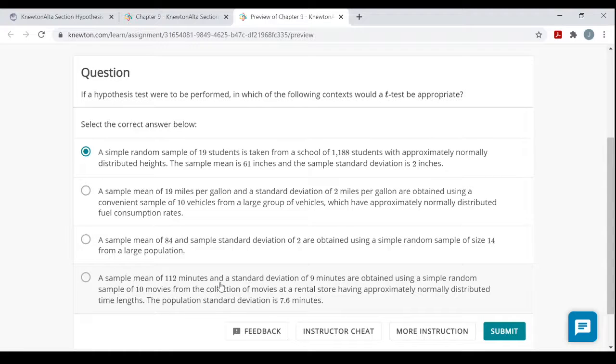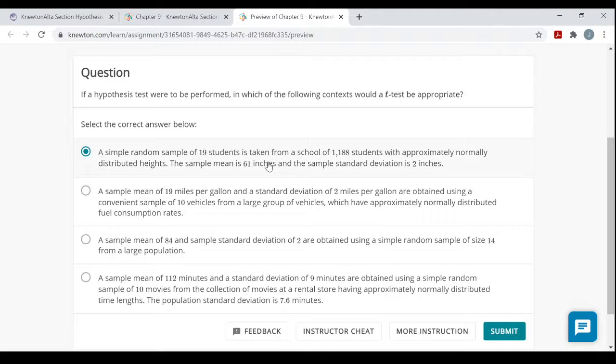And then finally, you can read through all this fine, but look at the last sentence. The population's standard deviation is 7.6 minutes. Sigma is known here. The population standard deviation is known. And if that's the case, we'd be performing a z-test. We'd be working with the standard normal distribution, not a student's t-distribution. So that's why that's no good either, right?